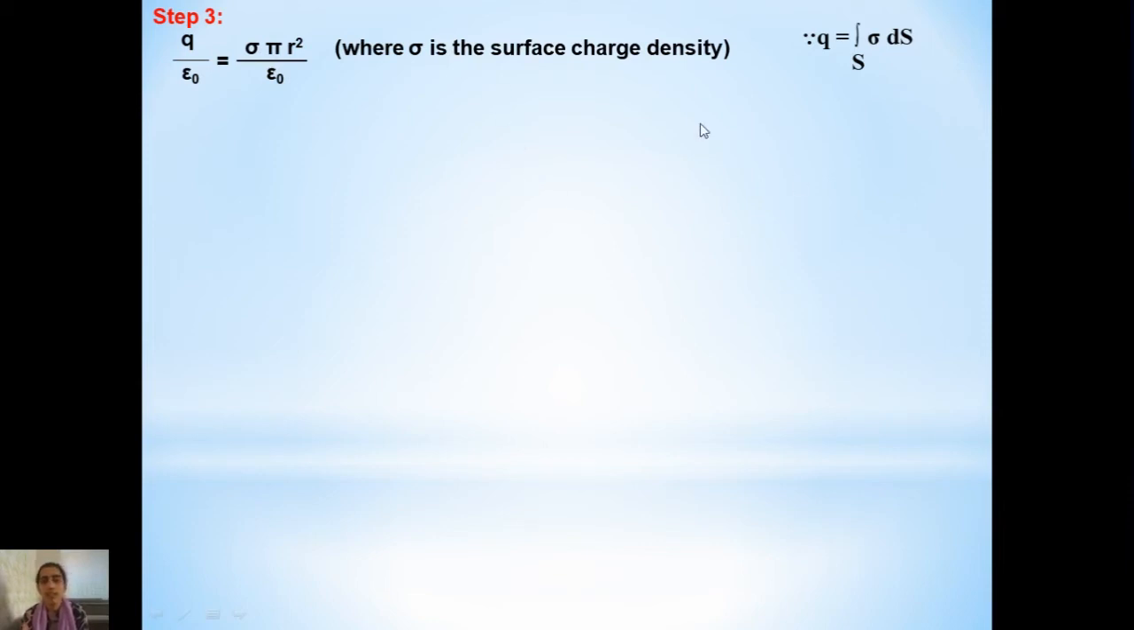What is surface charge density? It is the charge per unit area, right? So here area we have considered it as a ds. When we integrated, it becomes pi r square, right? Sigma is the surface charge density term. So instead of writing integral of sigma into ds, we will integrate this ds and substitute the value as sigma into pi r square. So Q becomes sigma into pi r square.